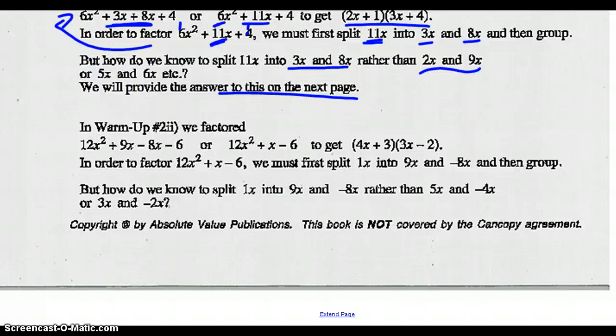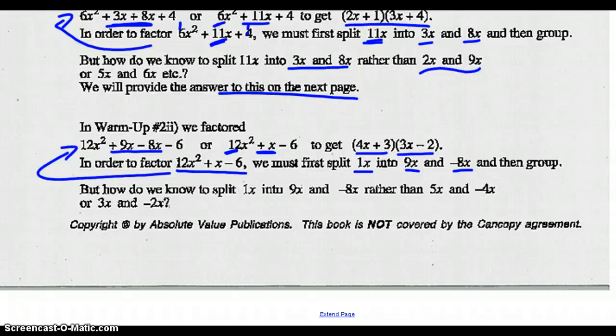We'll look at it right now again in warm up 2. Again, the two middle terms, 12x squared plus 9x minus 8x, they add up to a positive 1. And this complex trinomial factors as 4x plus 3 times 3x minus 2. We just did that up above by factoring by grouping. So in order to factor this trinomial, I want to split it into a 4-term polynomial, and we're going to change the 1x into 9x and negative 8x.